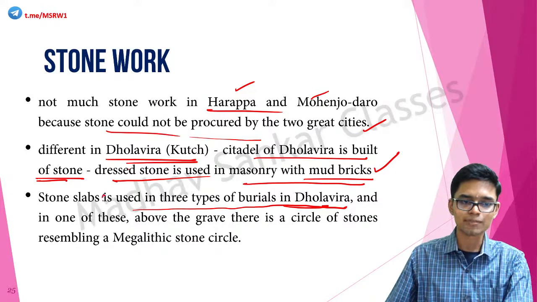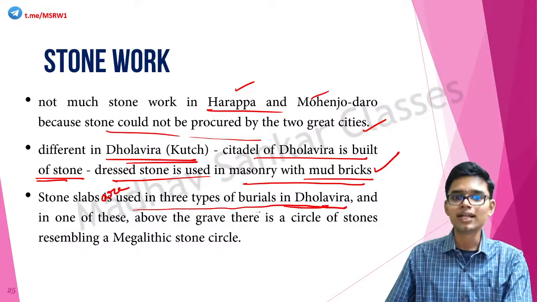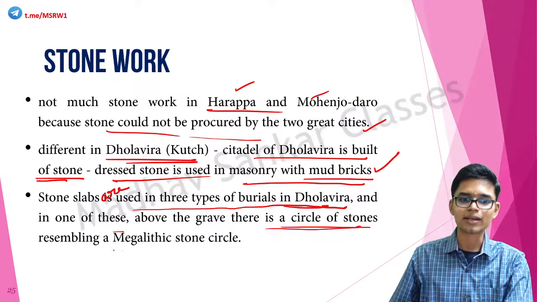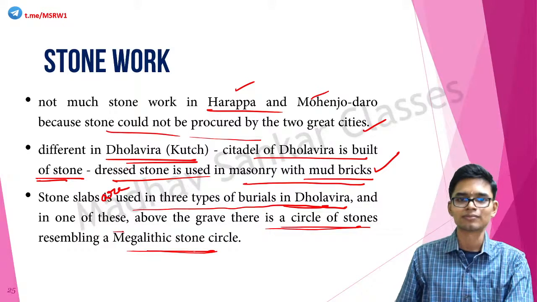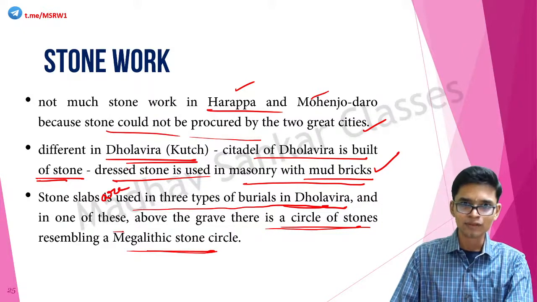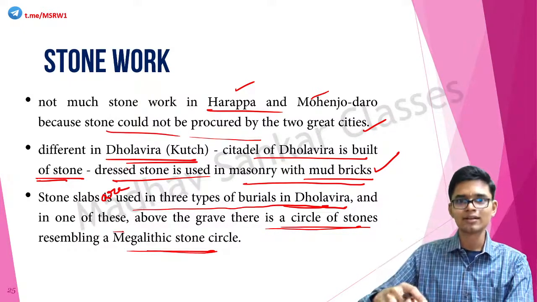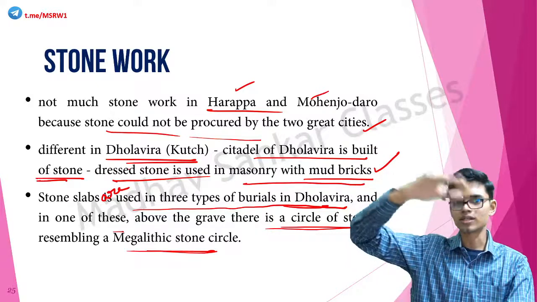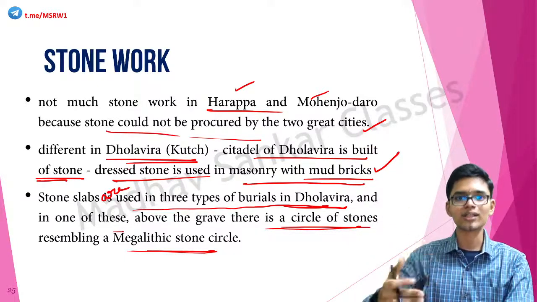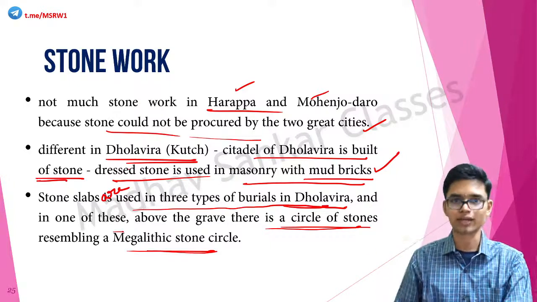Stone slabs are used in 3 types of burials in Dholavira, and in one of these, above the grave, there is a circle of stones resembling a megalithic stone structure. In the previous class, we studied about megaliths, the burial practice very prevalent in South India, where once people are buried, they are covered using a huge stone. So megaliths are almost always associated with burials, especially in a South Indian context.